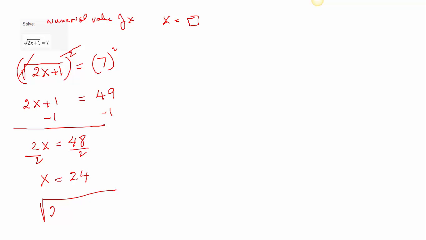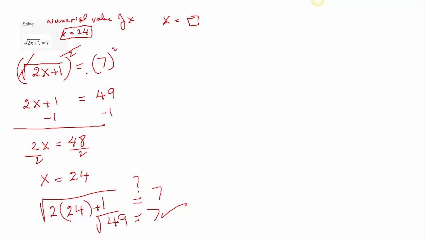2 times 24 plus 1, is it equal to 7? Yes. 48 plus 1 is 49, and square root of 49 is 7. That's right. So x equals 24 is the solution for this problem. X equals 24 is the final answer.